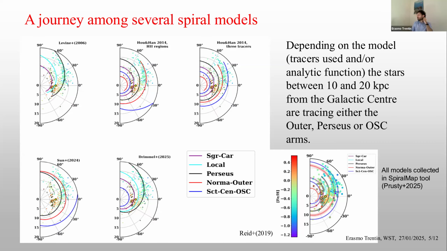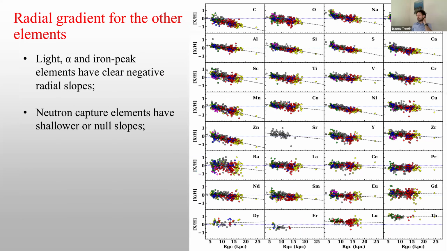But as I said, we managed to estimate up to 33 different chemical species. So of course, there is a possibility to study the radial gradient for all the other elements. In general, just as a brief description, you can see how going from lighter elements towards heavier elements, we have clear negative slopes that become shallower already at barium and lanthanum, until they become essentially null or in some cases even positive.